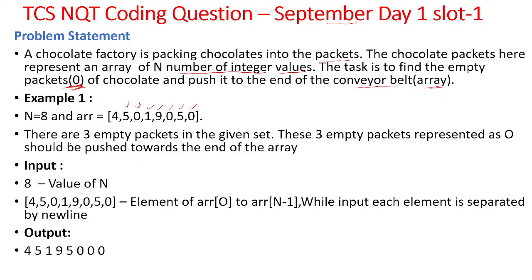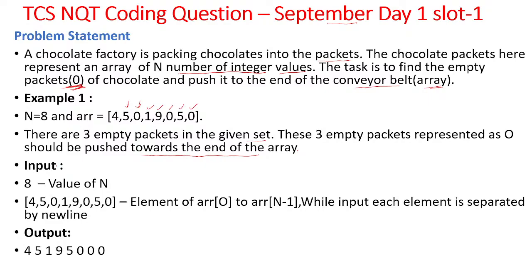Okay, so the explanation is also given. So let us understand more from the explanation. There are 3 empty packets in the given set. That means 3 zeros are there, and they represent 3 empty packets. So these 3 empty packets represented as 0 should be pushed towards the end of the array. So that is the task to be performed.